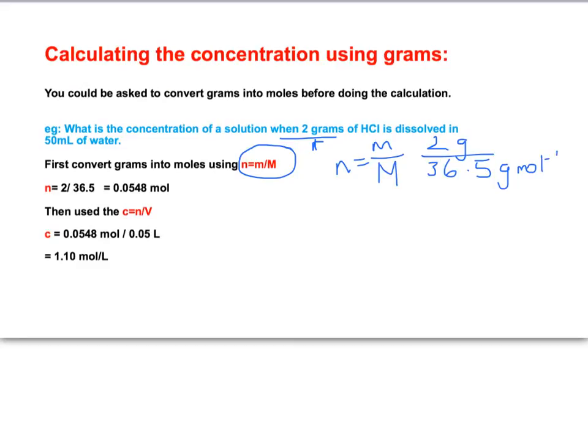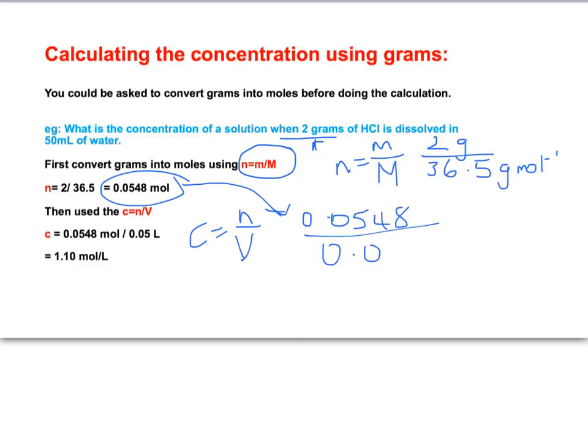and the answer is 0.0548 moles. So now we can go to the cats equals knocked over vases one and work it out. So we're going to put the number of moles in here, so that's 0.0548 divided by the volume, which is 0.05, as we discussed on the previous slide, and when we put that in our calculator we get 1.10 moles per litre. Okay, easy peasy. You can go ahead and do that.